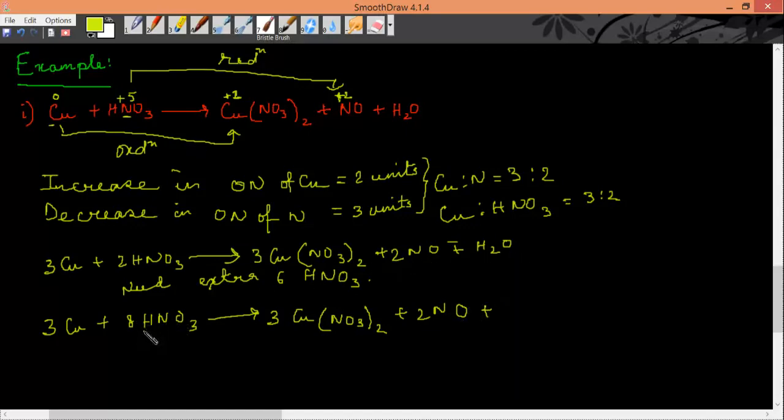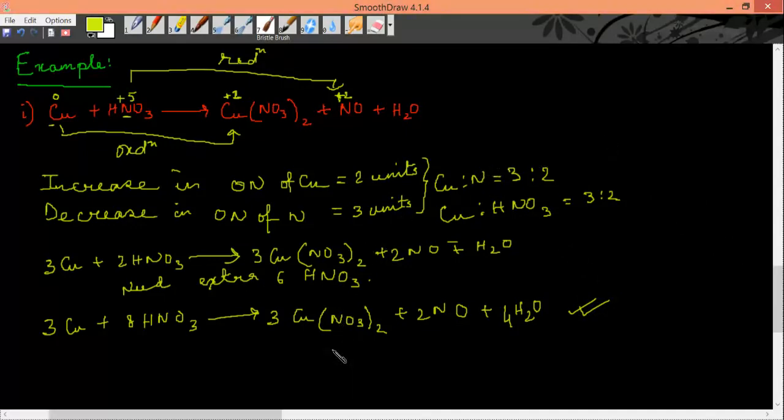Here we have 3 into 8, 24 oxygen atoms, and on the right hand side we have 3 into 6, that means 18, plus 2, 20. So we need 4 more oxygen atoms. So the number of water molecules should be 4 for the 4 oxygen atoms to balance the left and right hand side. This is the balanced chemical reaction for this given reaction.